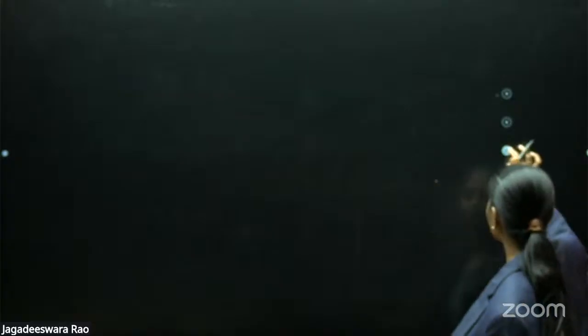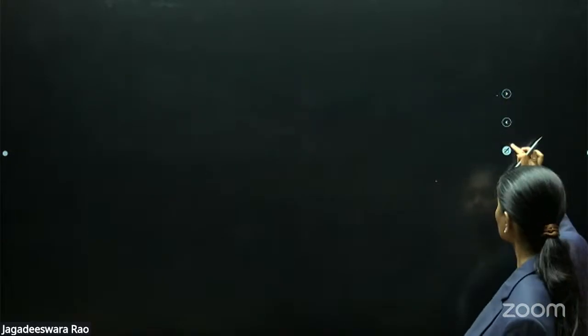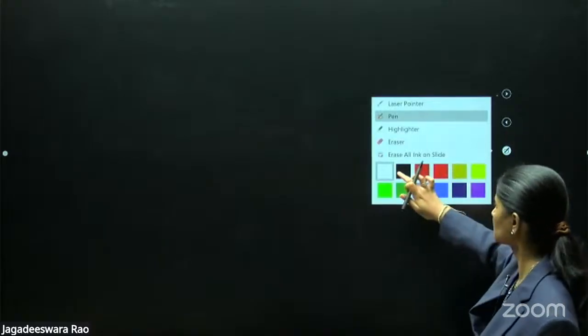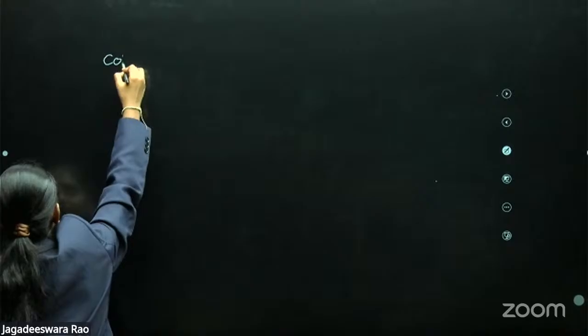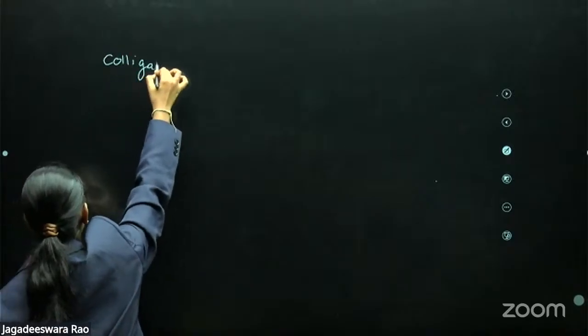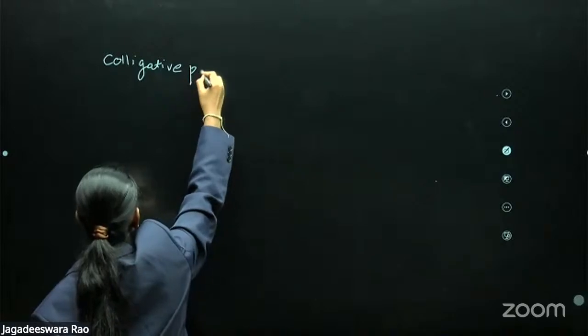Okay. So next we'll do the colligative properties. I'll do the positive deviation and negative deviation azeotropes in the last class since they are theory topics. Next we'll go to the numericals, a very, very important topic.